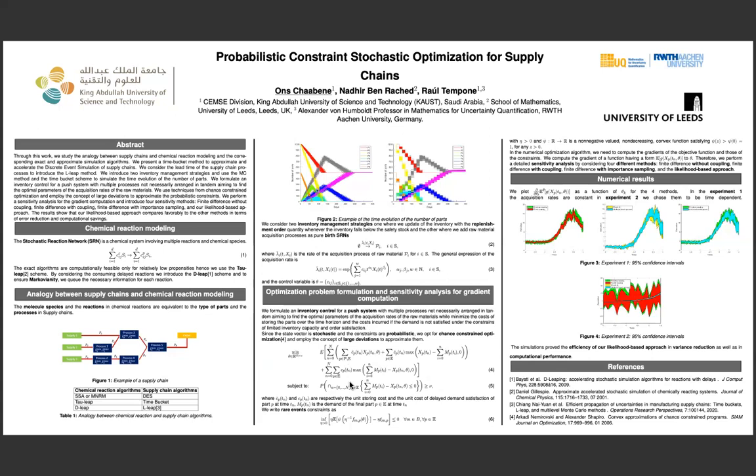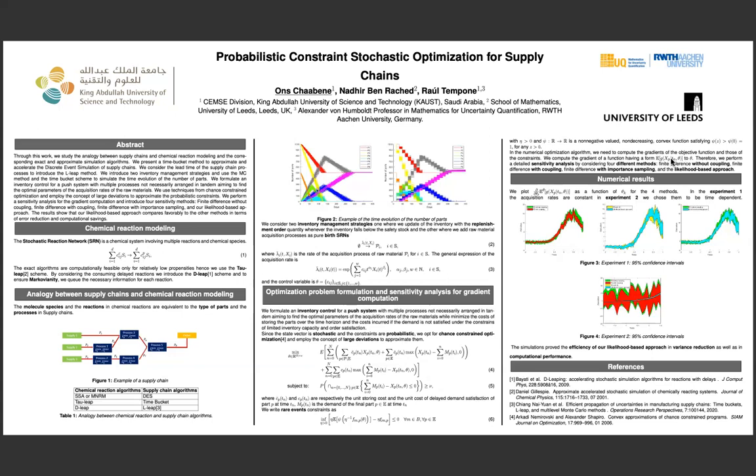And since the state vector is stochastic and the constraints are probabilistic, we opt for chance constraint optimization and we use large deviation to approximate them, and we end up with this expression for rare events. And in the numerical optimization, we will need to compute the gradient of the objectives and the constraints. Therefore, we study the sensitivity analysis or the gradient computation of functions of this form for four different methods.